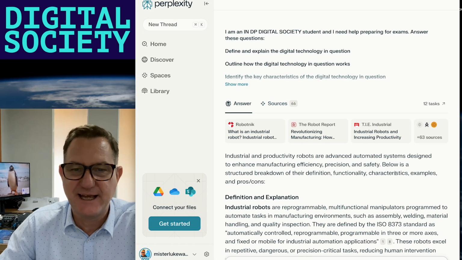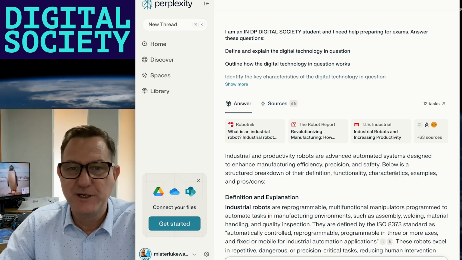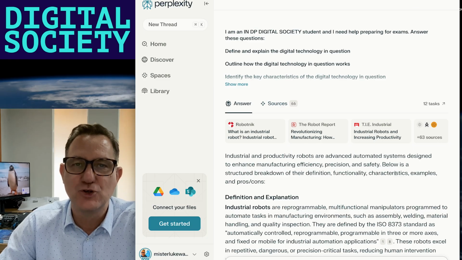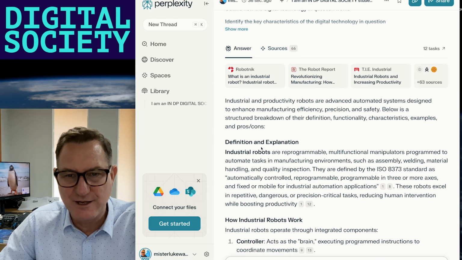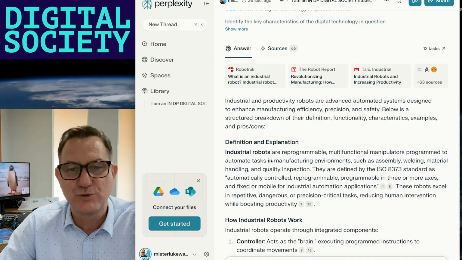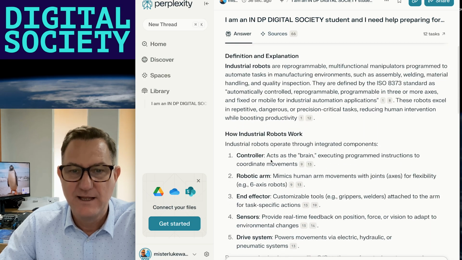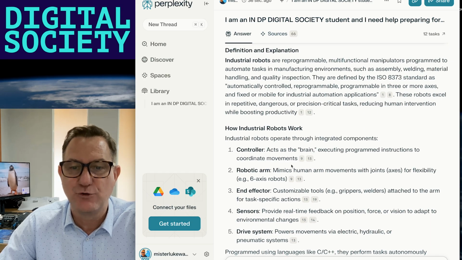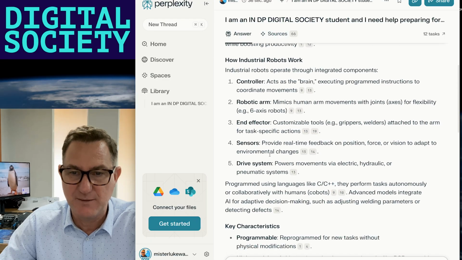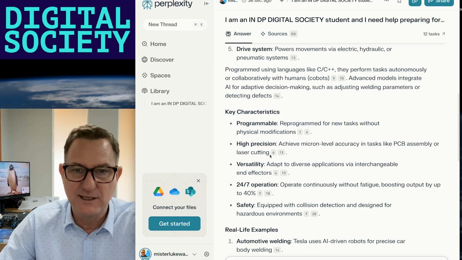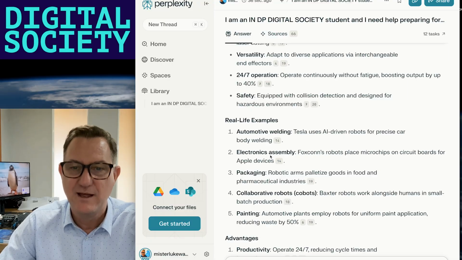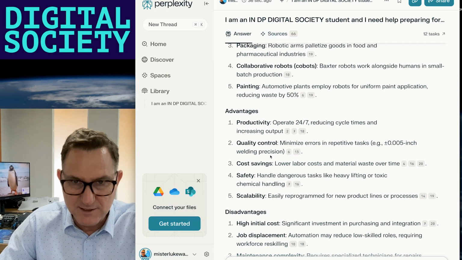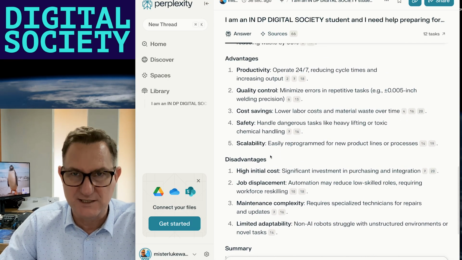Okay, Perplexity has taken a little bit of time, which I don't mind, because the longer the AI tool takes, usually the better the response. So it is focused. It's given me a definition and an explanation of industrial robots. Terrific. Now it also talks about how industrial robots work step by step. That's fantastic. Now it's listing the key characteristics. Great. It's given me some real life examples. Excellent. Listing some advantages and listing some disadvantages.